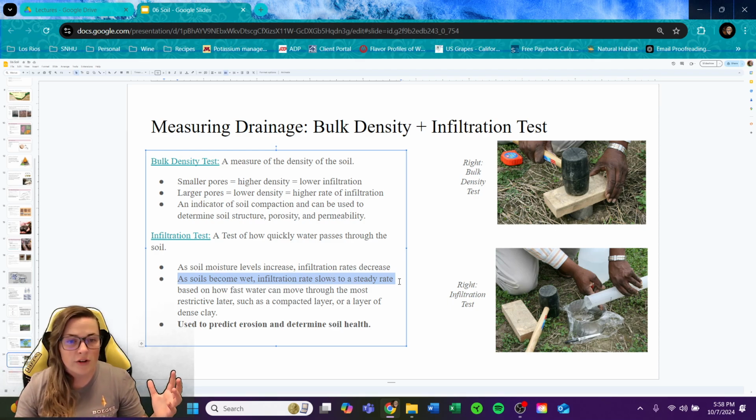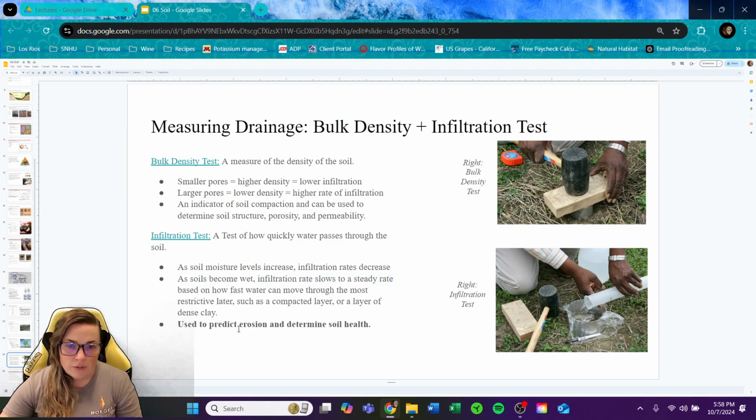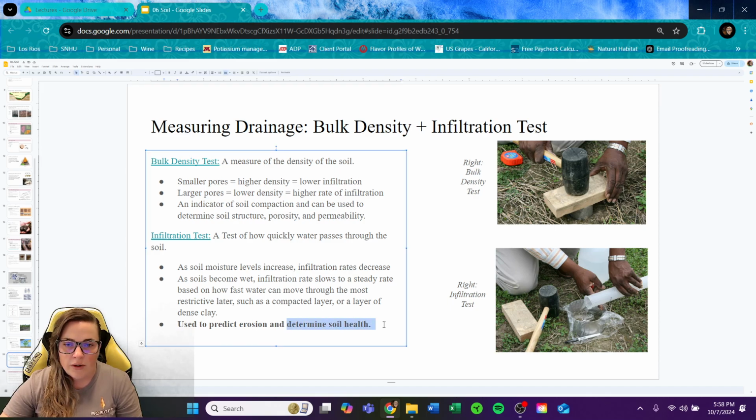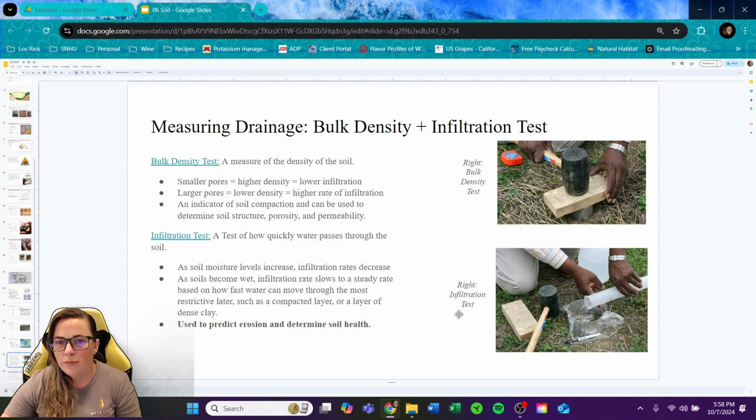If the soil is very dry, the water goes to two places. It fills the bank of the field capacity, and then it starts draining. So to determine infiltration, you'll have to fill the bank of field capacity first before you can see the actual infiltration rate. This is very helpful to predict erosion and also determine soil health. So very, very important.